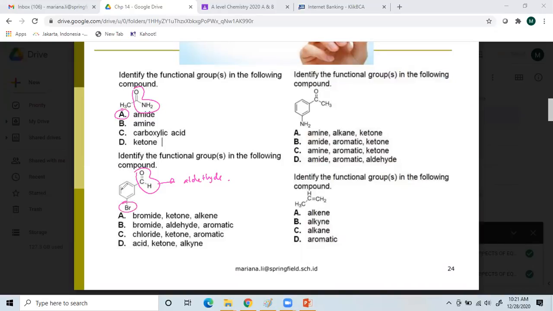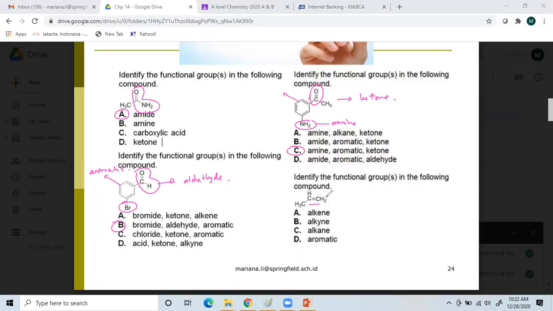Okay, this is bromide, and this is aromatic, right? Benzene, arene, aromatic. So the answer is B. Bromide, aldehyde, aromatic. What is? RCOR, so this is ketone. We have amine, RNH2, and aromatic. So C is the answer.